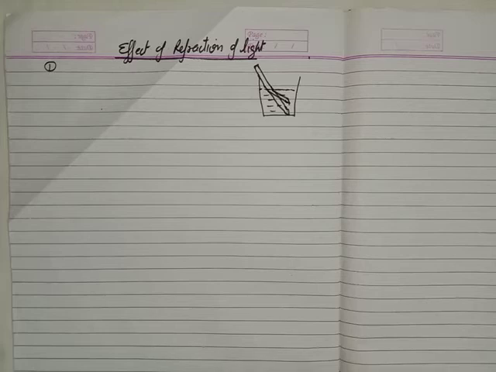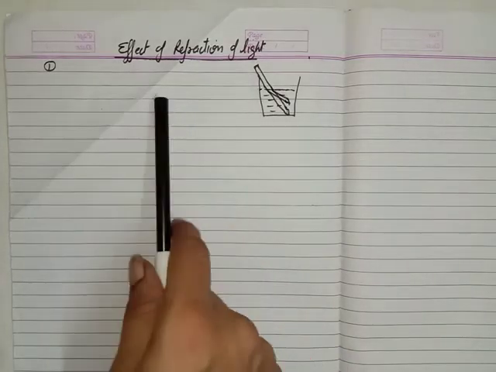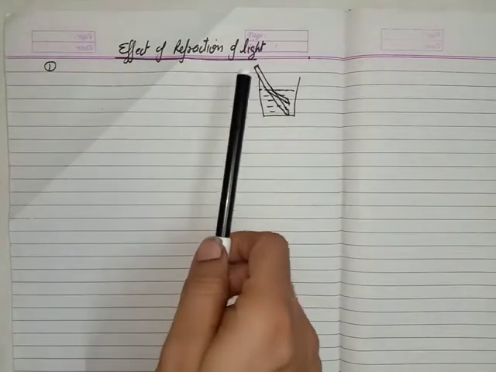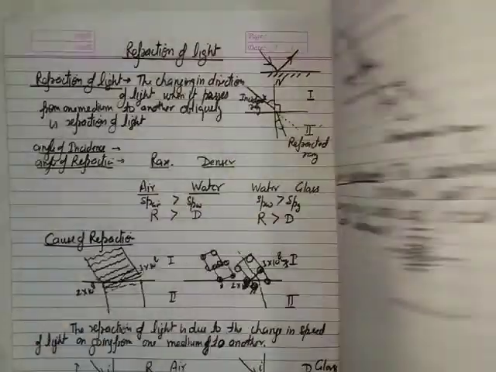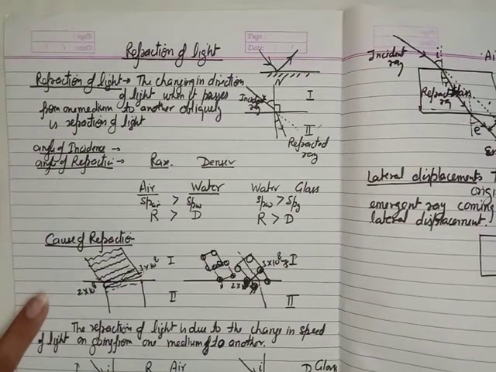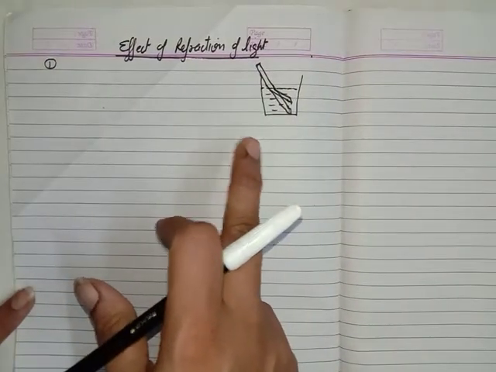Good morning, students. And now in this part, we will study the effect of refraction of light. We have just understood what refraction of light is, how it takes place, and what the cause of refraction of light is. Now, these are some effects which take place due to the refraction of light.